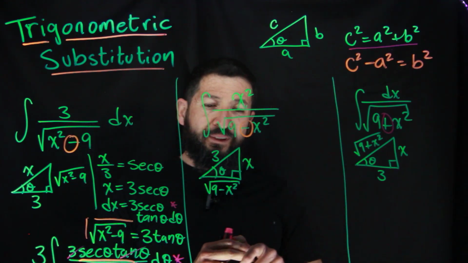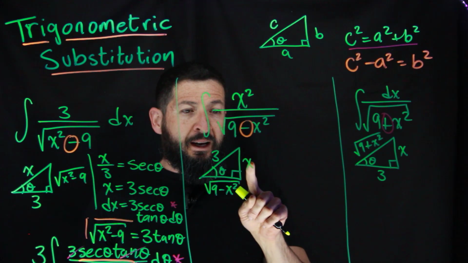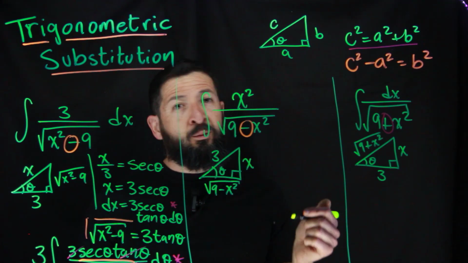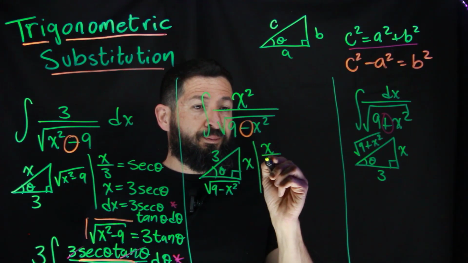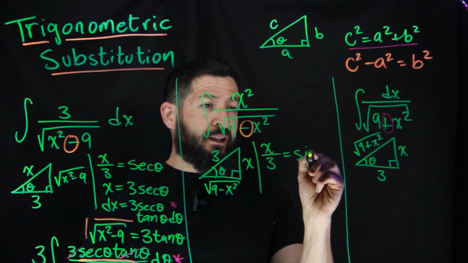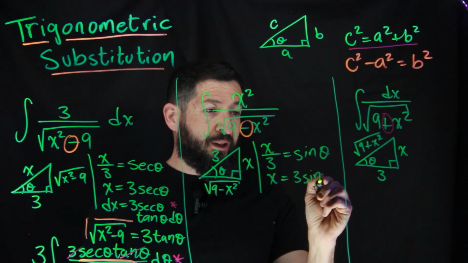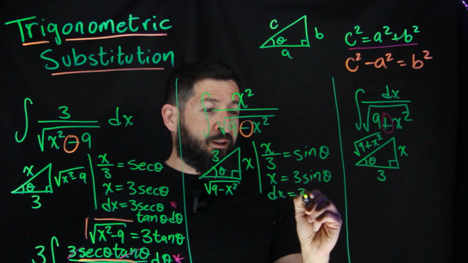Alright, so here, what I'm going to do is grab, what is the easiest thing to divide? Well, opposite over hypotenuse. What is that? That's going to be a sine. So x over 3 equals sine of theta, from where I get that x is 3 sine of theta. So then dx, you take your derivative, is 3 cosine theta.